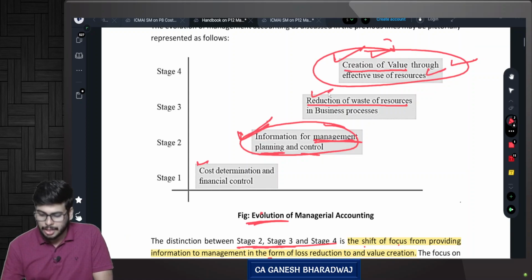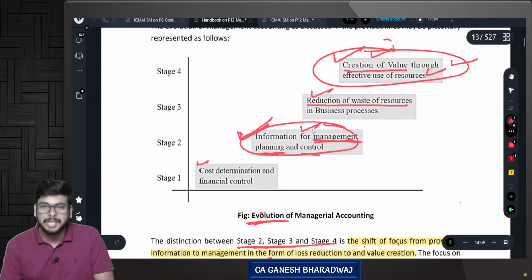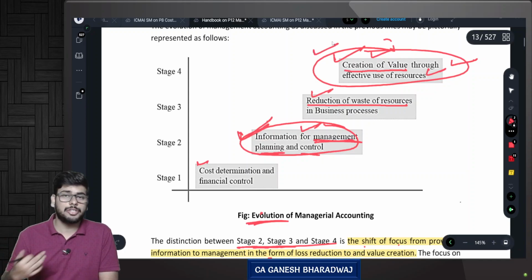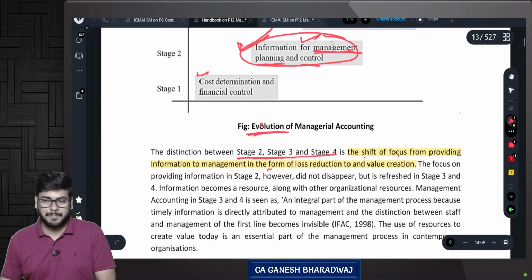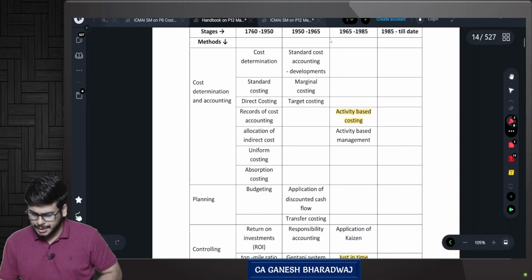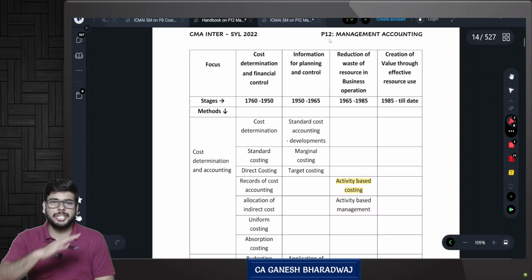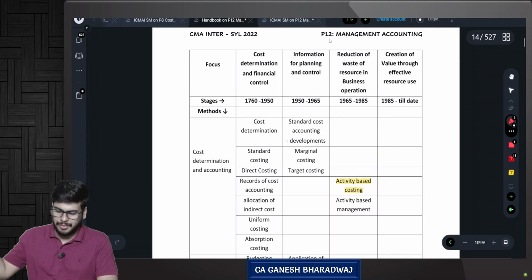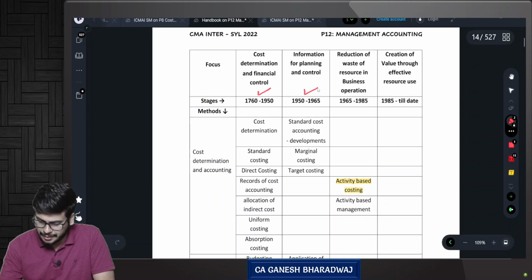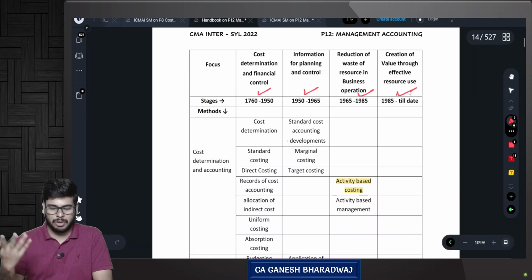For you to do that, obviously proper decision making should be done, for which information should be provided to management. So this is a very broad scope. That's why we are seeing all these things as a part of our syllabus right now. So now what the institute has done is they have divided this entire evolution into 4 phases. They have mentioned it in a tabular column. So first phase, second phase, third phase and the fourth phase, or the stages.